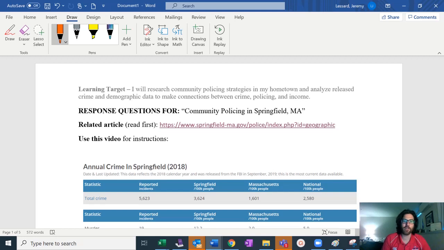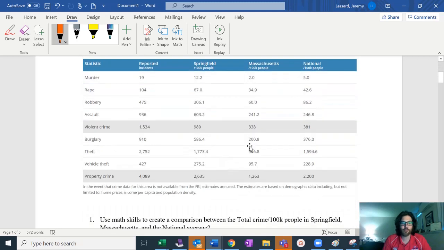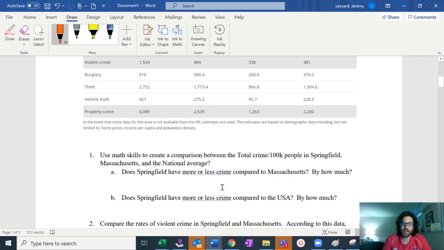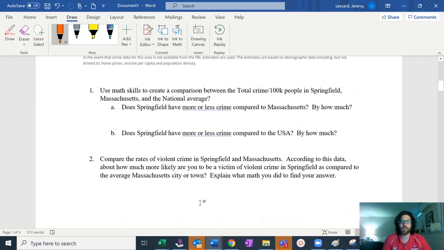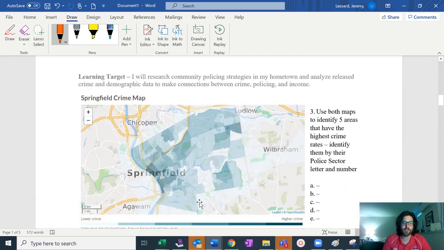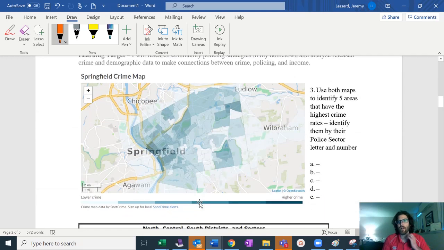And so the first thing we're going to think about is how Springfield relates to the rest of the state and the national average as it relates to crime. So you're going to use your math skills to analyze this data, and you're going to determine how Springfield and Massachusetts have different crime rates. Next, you're going to move on to looking at some historical crime data.